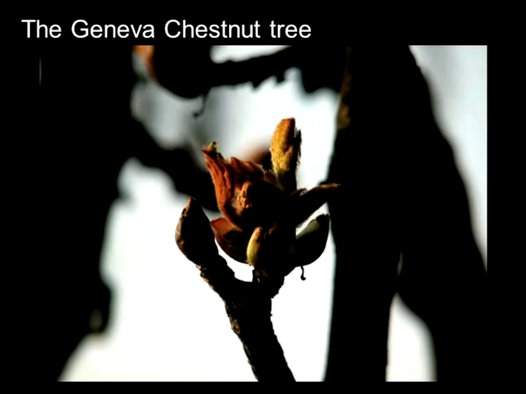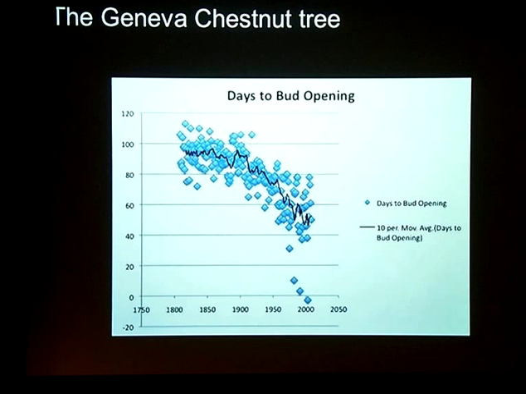Some of you have probably seen this already before, but it's a nice example of how sensitive plants are to their environmental temperature and how that affects their development and their life cycles. So this is actually a tree that grows in Geneva, and people have very good data sets for when this tree comes into bloom every year. And for the past 200 years, people have measured the day, in days from the end of December, when this chestnut tree comes into blossom.